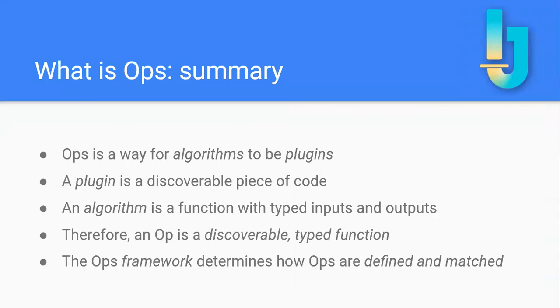So moving out of Python to Java, one of our main Java efforts this year has been Ops. So I wanted to talk about what Ops actually is. So Ops is a way for algorithms to be plugins. If a plugin is a discoverable piece of code, and an algorithm is a function with typed inputs and outputs, then an op is a discoverable typed function. And the Ops framework determines how ops are defined and matched to a caller's request for an algorithm.